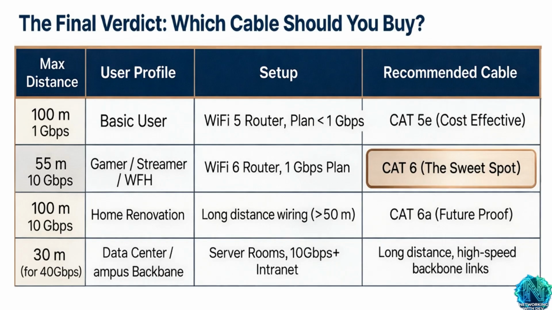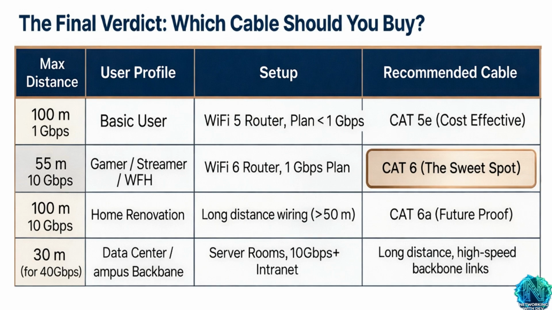For the gamers, streamers, and work-from-home professionals, we land back in the sweet spot, Cat6. It handles 10 gigabits per second beautifully up to 55 meters, making it the perfect match for a Wi-Fi 6 router and a 1 gigabit per second plan. If you are doing a home renovation or have long-distance wiring over 50 meters, step up to Cat6a to ensure that 10 gigabits per second speed stays consistent across your entire property.